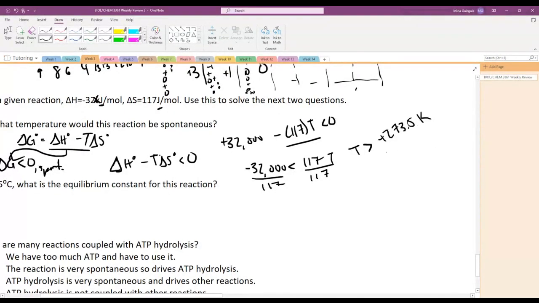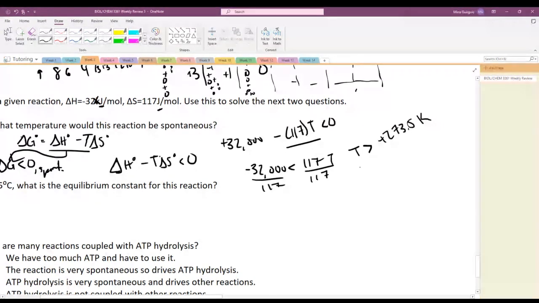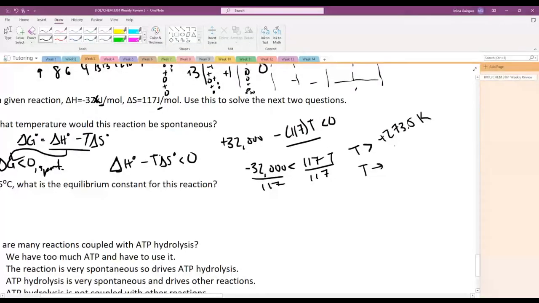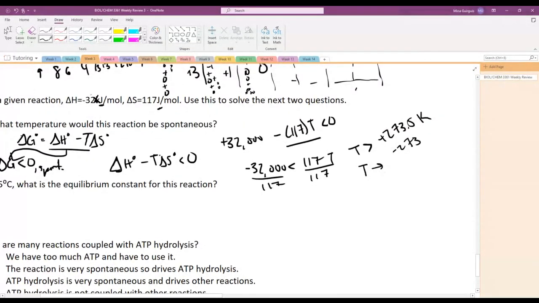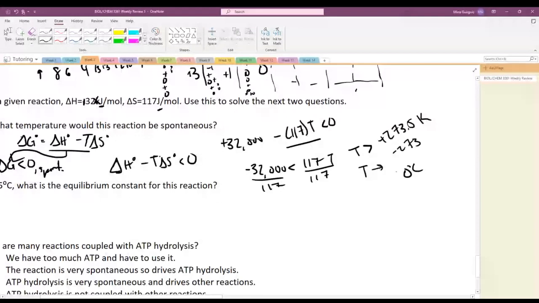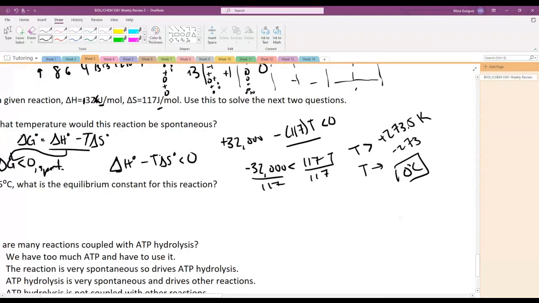It's 273.5 Kelvin. And then from there, all we need to do is, I like to convert it to Celsius because it's easier. To convert to Celsius, you're going to subtract 273. Yes, let me change that. This should be positive. And so you're going to get about 0 degrees Celsius is when this becomes spontaneous. Oh, a temperature above 0 degrees, I should say. Okay.